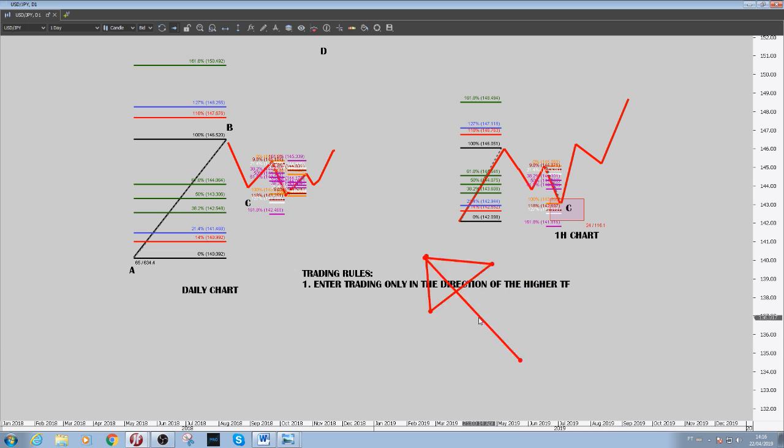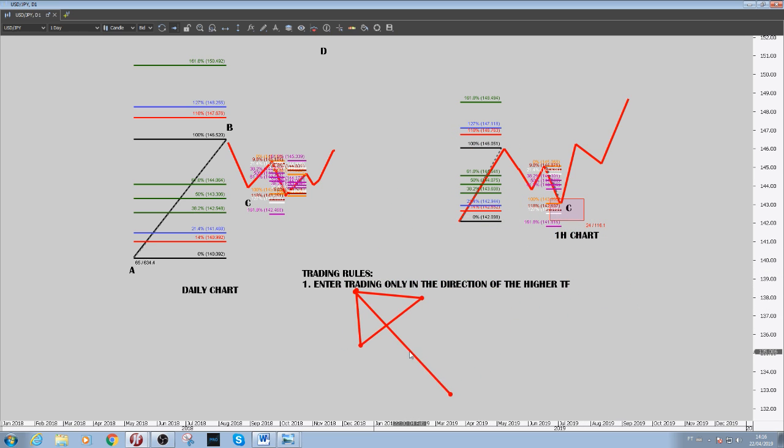Oh, but I don't like trading retracements. No problem. Go find another currency pair, or go find a smaller time frame where the retracement from the higher time frame is going to equal the extension on this small time frame. I'm going to repeat again: if you are not comfortable trading retracements, go find another smaller time frame where the retracement is going to equal an extension. Okay?